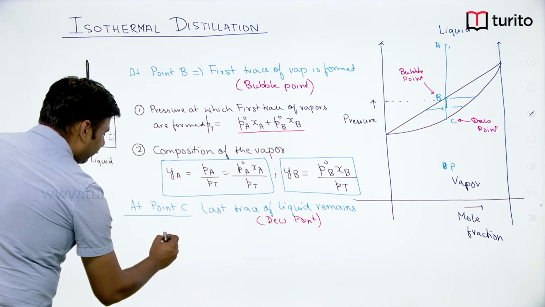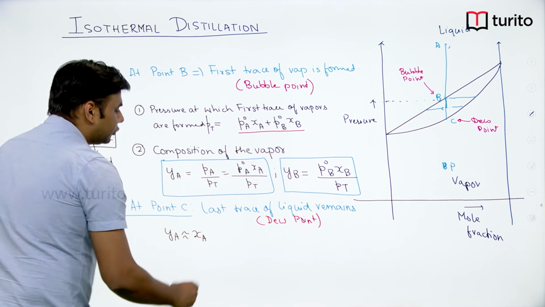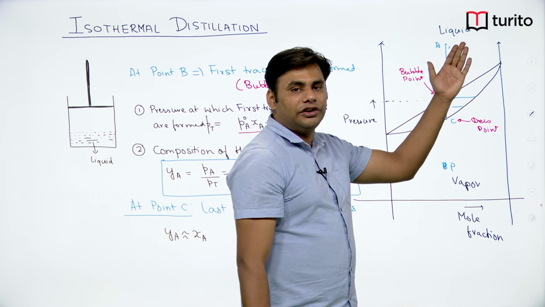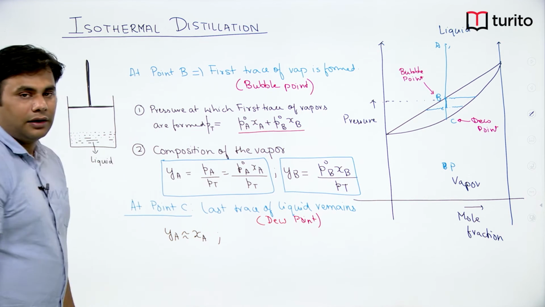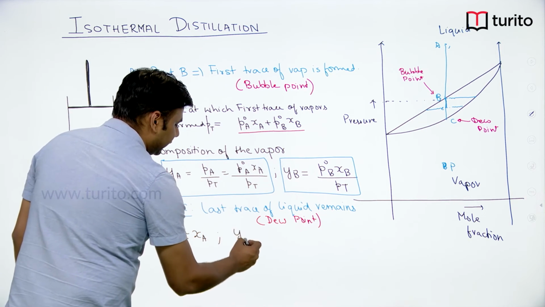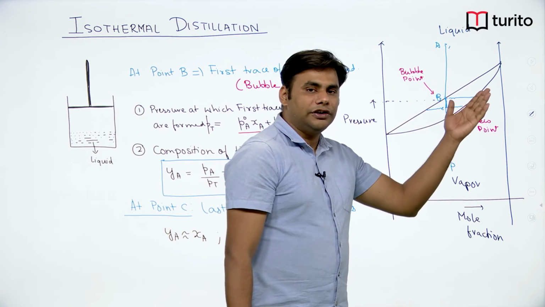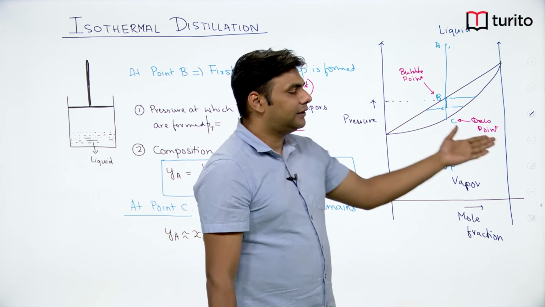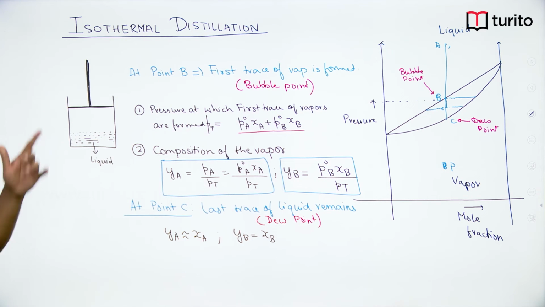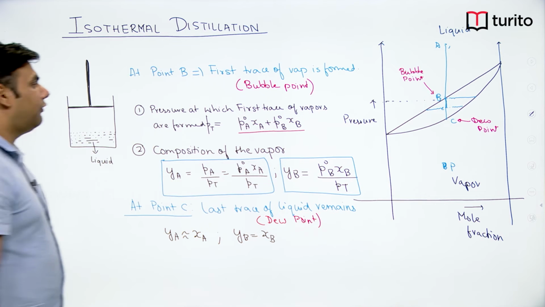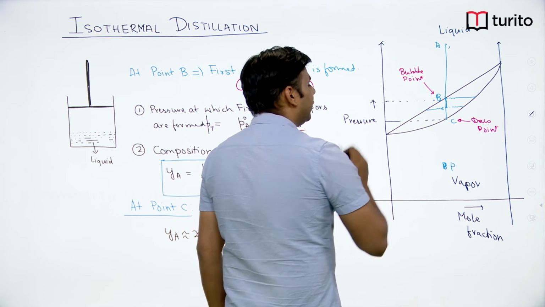So the composition of vapor over here would be approximately equal to XA, because all the liquid of composition XA has vaporized. Similarly, we will say that YB is equal to XB, because all the liquid of composition XB has changed into vapor. So we will get the values of YA and YB. Now we want to find the pressure at this point.